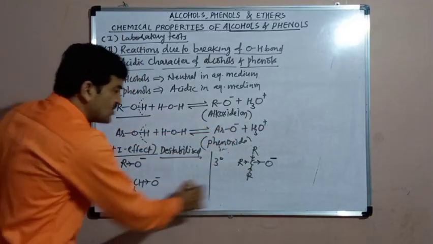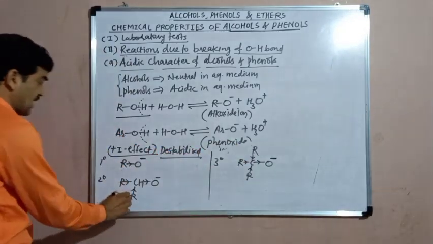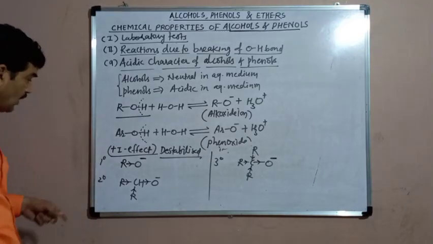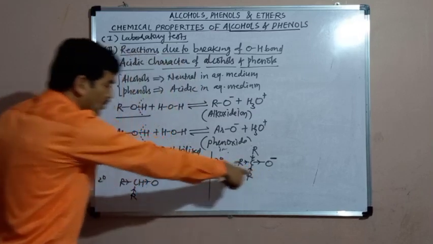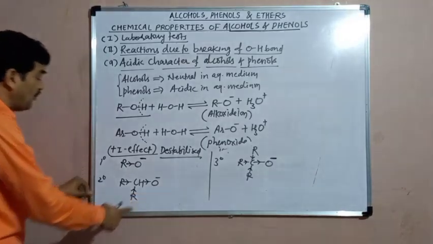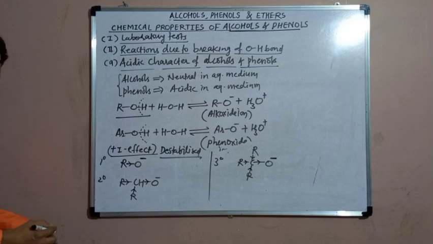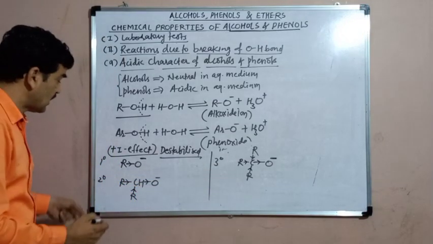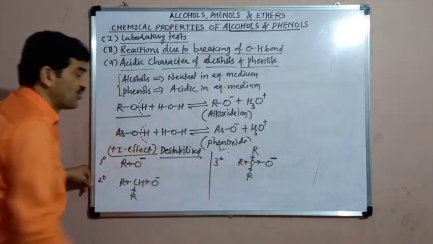Means when we compare the acidic nature of the alcohols, the tertiary alcohol will be less acidic than the secondary alcohol, which will be less acidic than the primary alcohol. The destabilization will be more in the alkoxide ion of tertiary alcohol than in the alkoxide ion of secondary alcohol, which gets more destabilized than the alkoxide ion of primary alcohol. That's why among these three alcohols, a primary alcohol will be more acidic than the secondary alcohol, which will be more acidic than the tertiary alcohol.